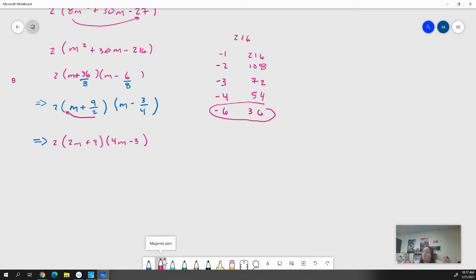If I wanted to, I could multiply these through and show that I come up with the same initial equation that I had, so we could see if we were right. But we don't have to do that right now, for the purpose of keeping our video a little on the shorter side.